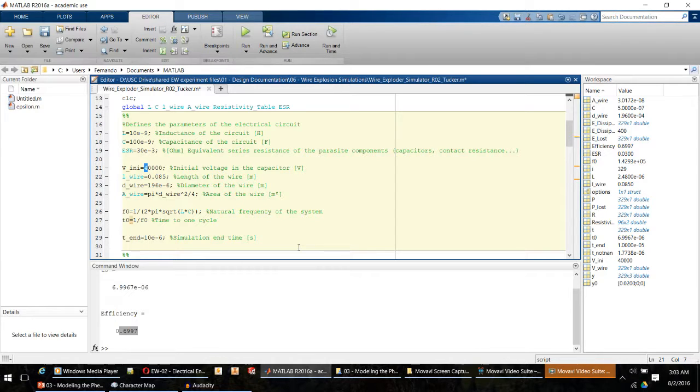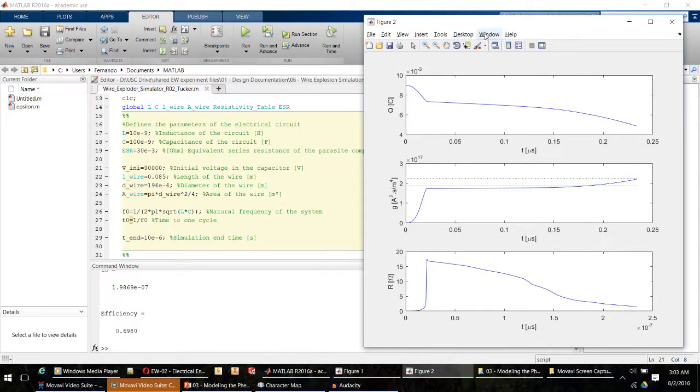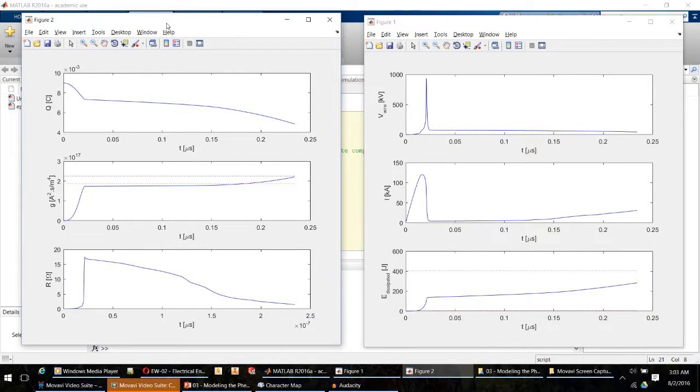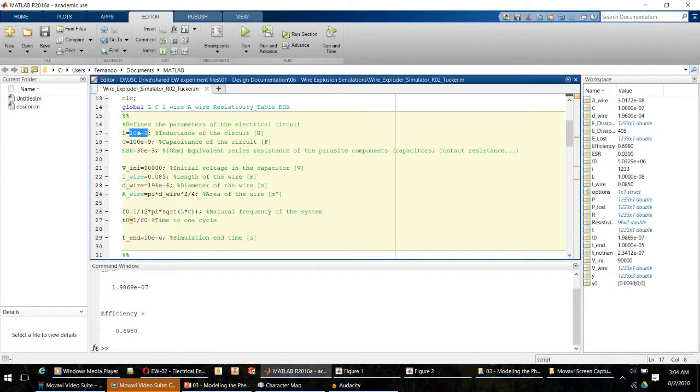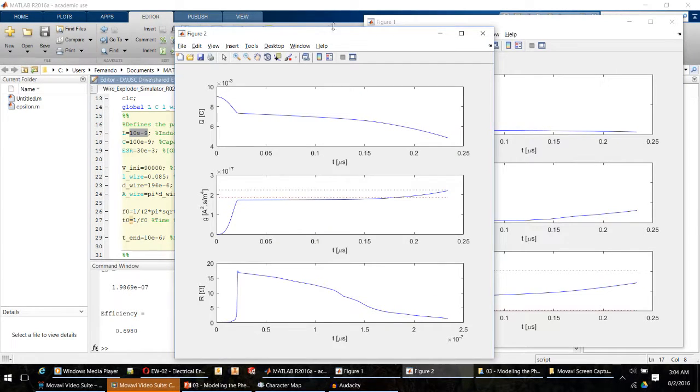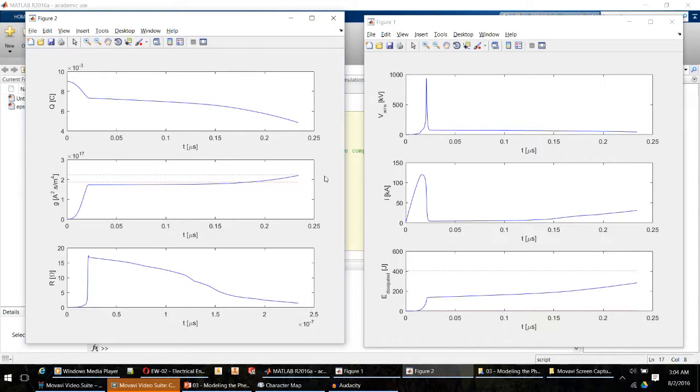So let's just do a simple calculation here. We have 400 joules, which multiplied by 2 and divided by the capacitance of 100 nanofarad, and then we take the square root, we get the voltage of 90 kilovolts roughly. And then we run the experiment again. So let's assume that we connected the capacitor directly to the wire, and of course it's not very realistic. We have some inductance, so this inductance is very unrealistic. It's on the low side. But let's take a look at what happens with the experiment.